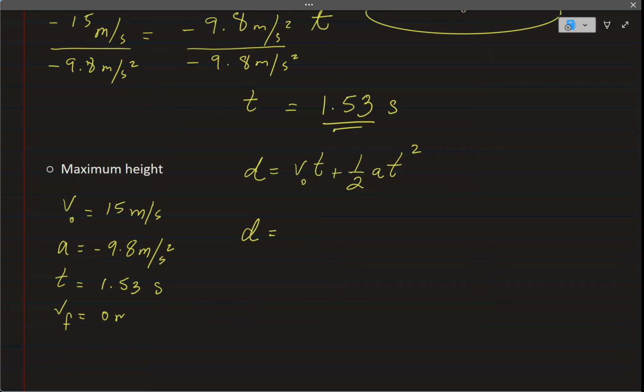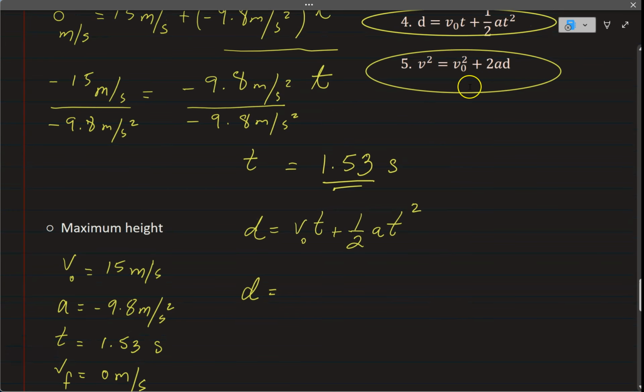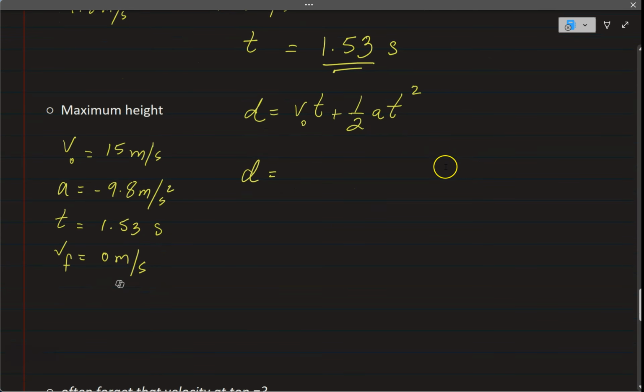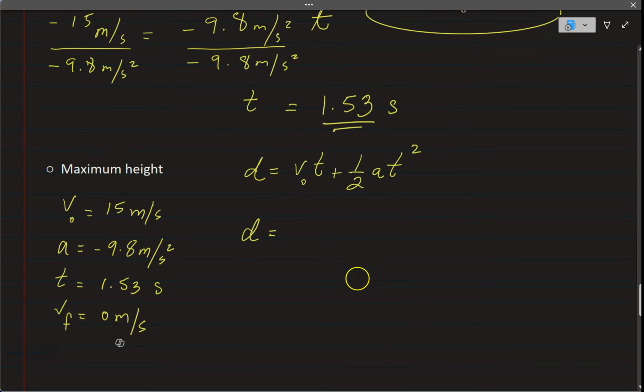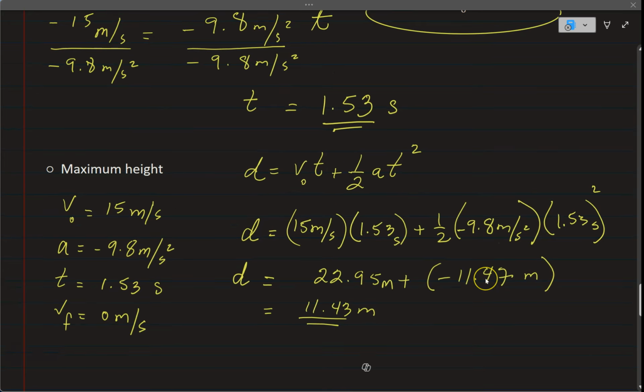So we don't need to use that, and there is no reason to use that. But if you use equation number 5, then you have to use the V squared, the first V, which is V final, and set that equal to 0. But anyways, you just plug numbers in and go ahead and solve. When you do all the math, you'll end up getting 11.43 meters. Don't forget, this part will end up being a negative number.